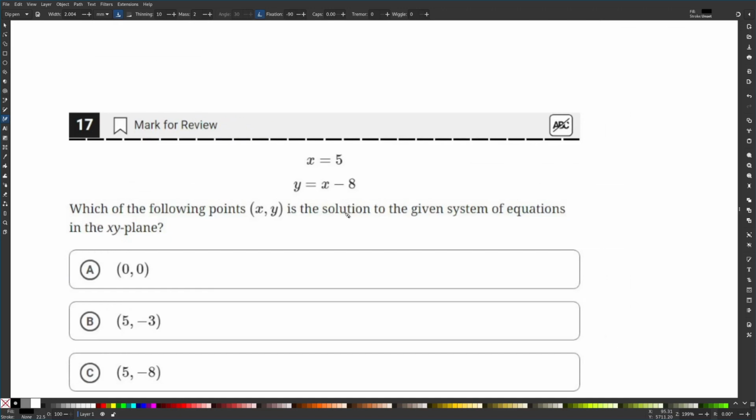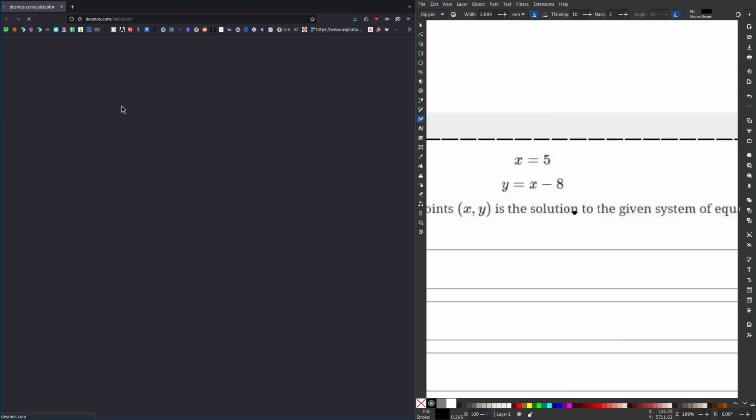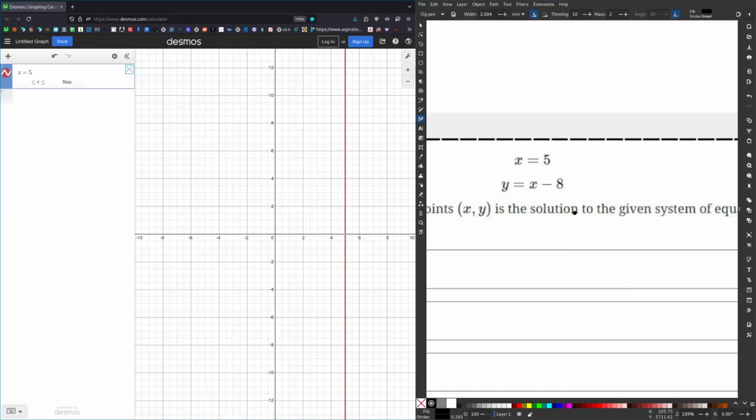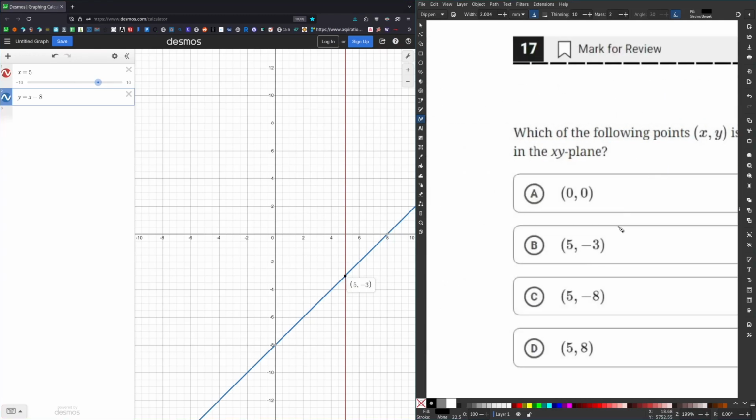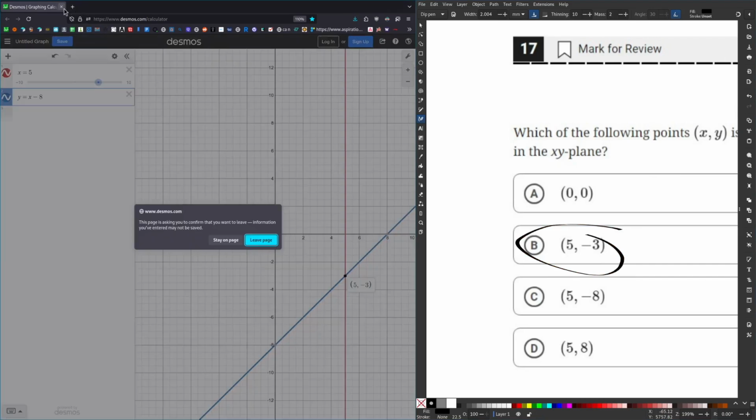Which of the following points is a solution to this system of equations? Okay, we can just use Desmos again. x equals 5 and y equals x minus 8. We get a solution at (5, -3). So the answer is B.